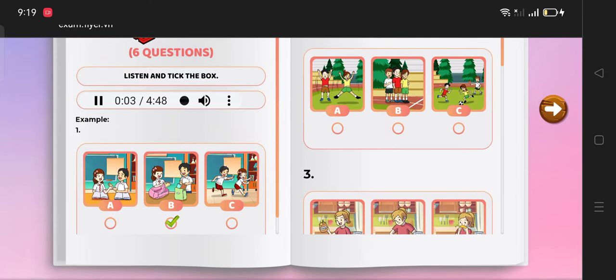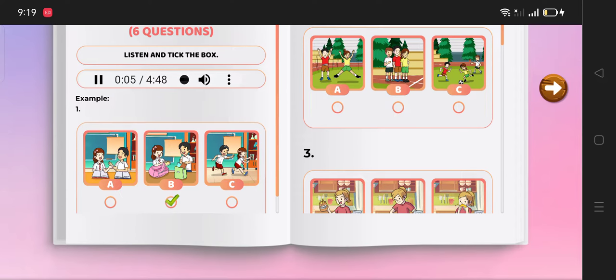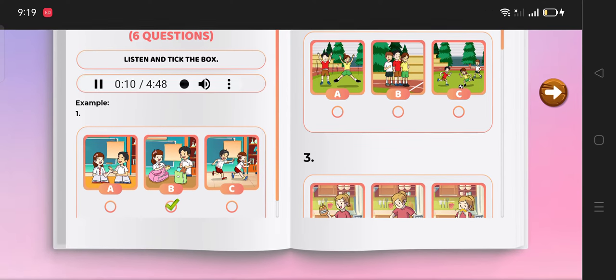Part 1. Listen and choose the correct answer. Let's do an example. Number 1.